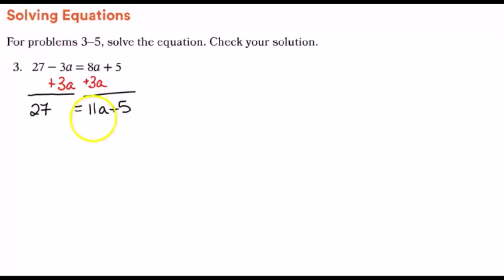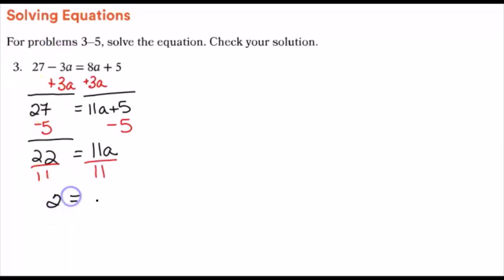And then I want the right side to just be the variable, so I have to subtract 5 from both sides. So now I have 22 equals 11a, and I want to separate the a so I can solve for a. It's attached to the 11 by multiplication. The inverse of multiplication is division. So what undoes multiplication is division.